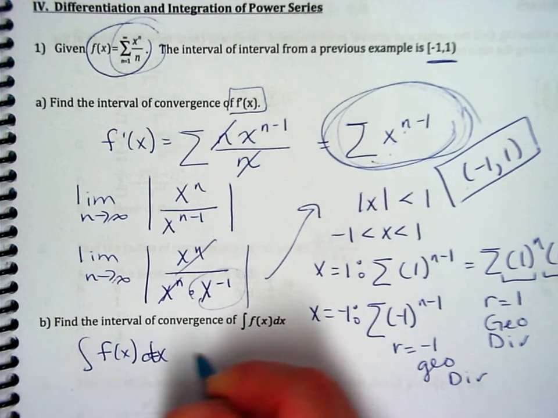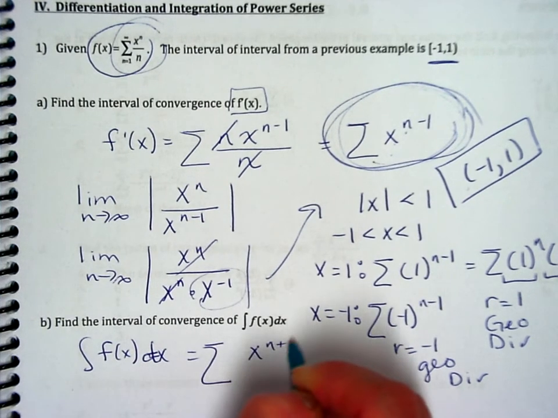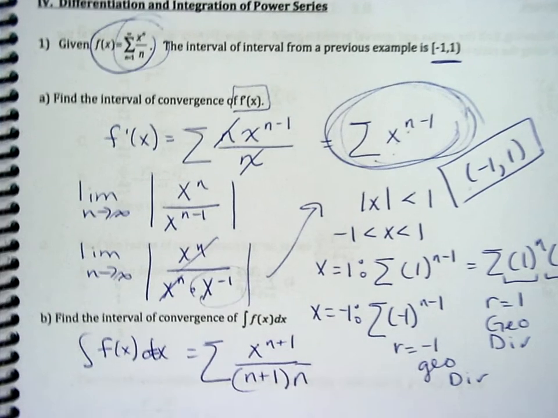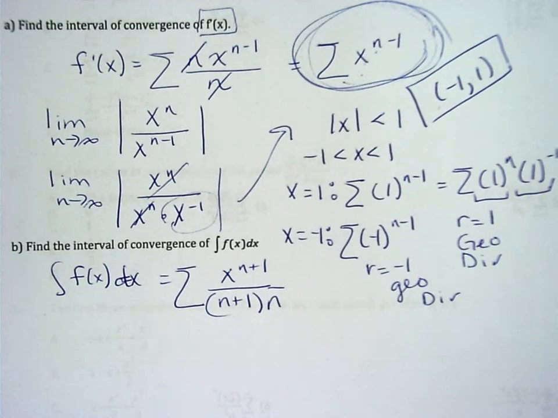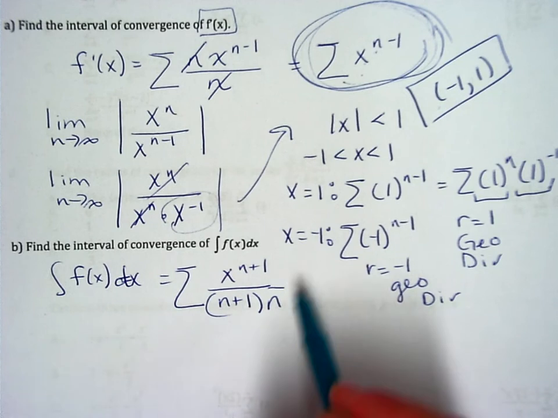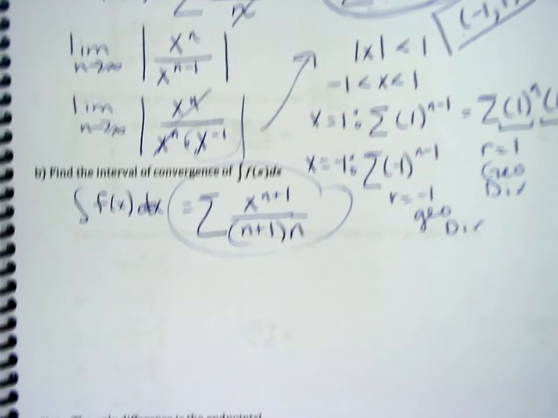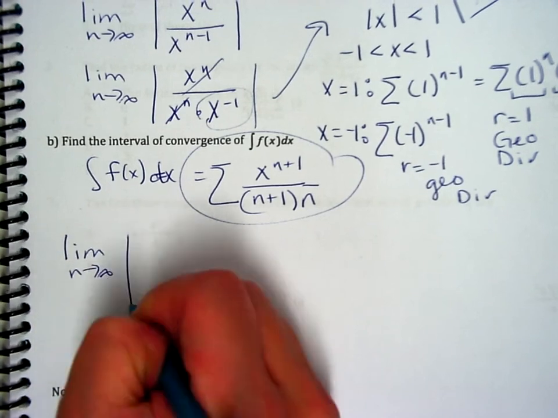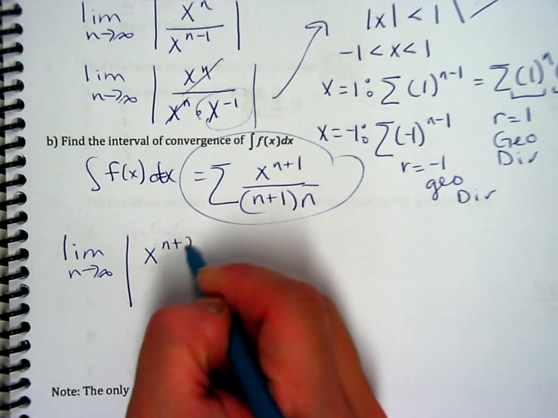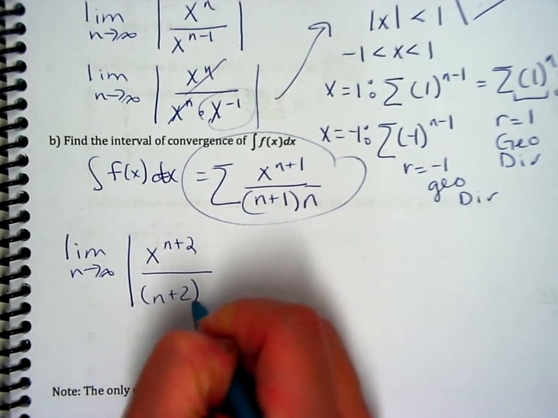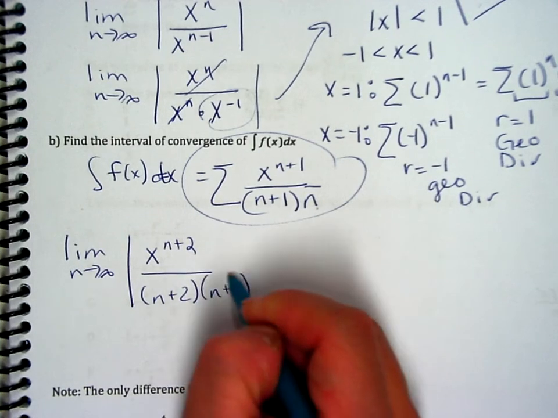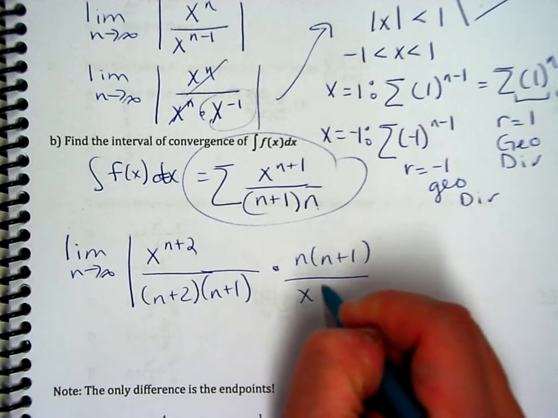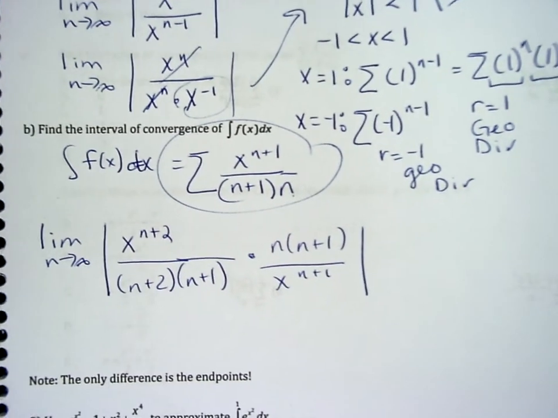The integral is going to be, we're going to add 1, divide by the power. That n on the bottom of the original is still going to be there. So this is my sigma of the antiderivative of f of x. So again, I want to find the interval of convergence. So I'm going to go ahead and do my ratio test. The limit as n goes to infinity of the n plus first term. So this becomes n plus 2. This becomes n plus 1, divided by the original. I'm just going to multiply by the reciprocal. So I have this. So there's my setup of the ratio test.